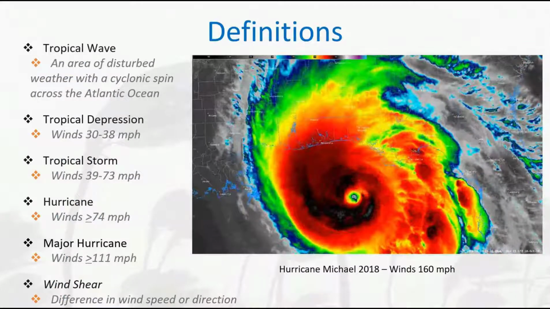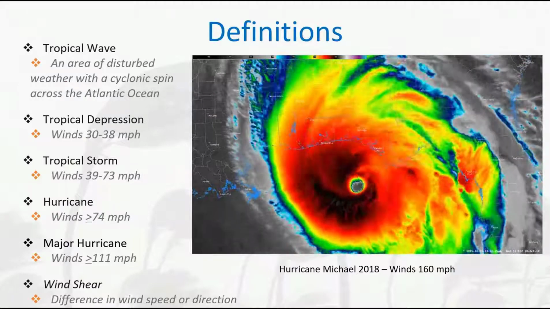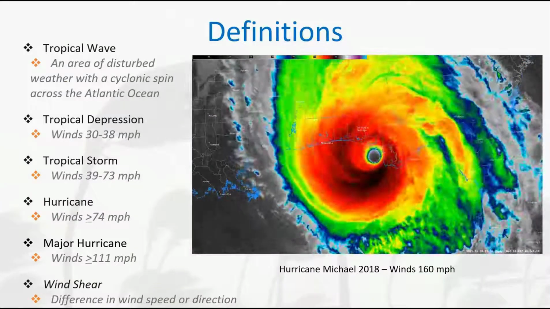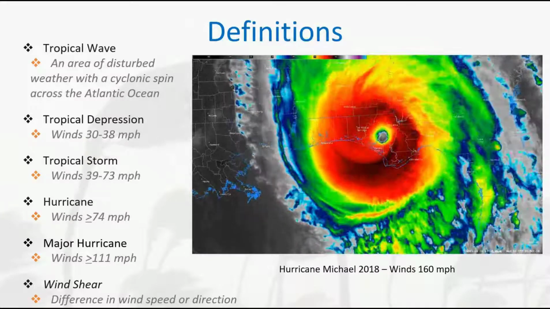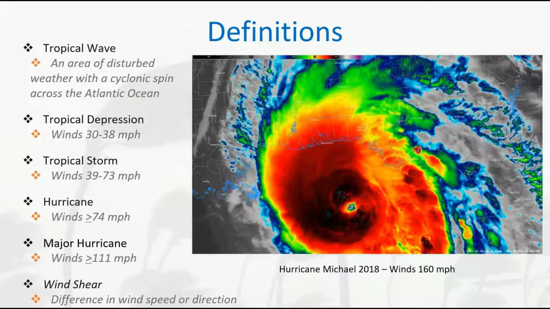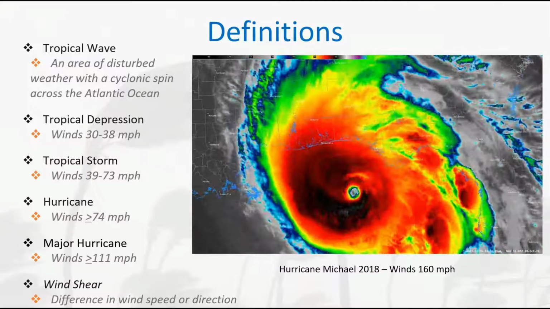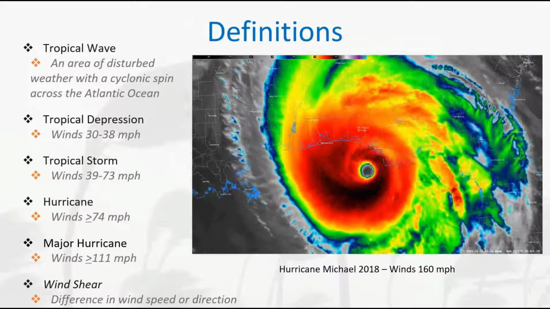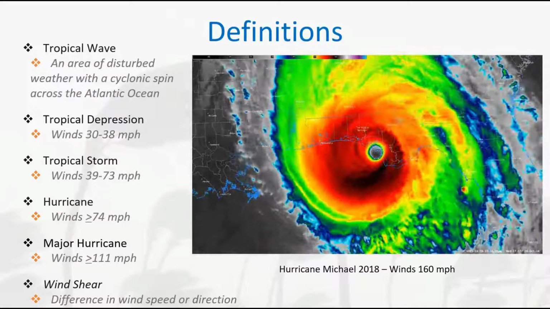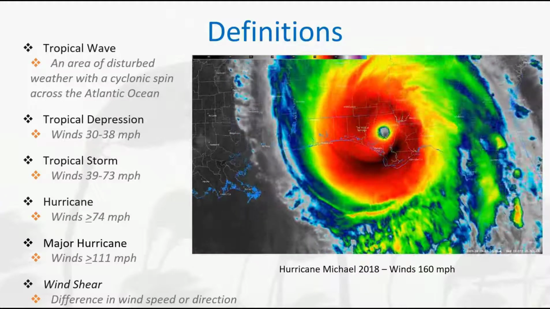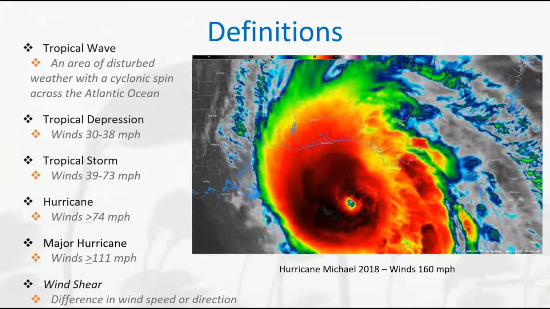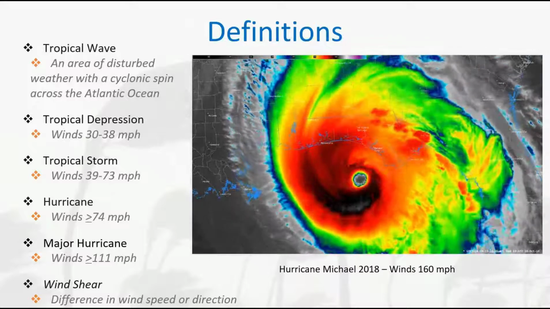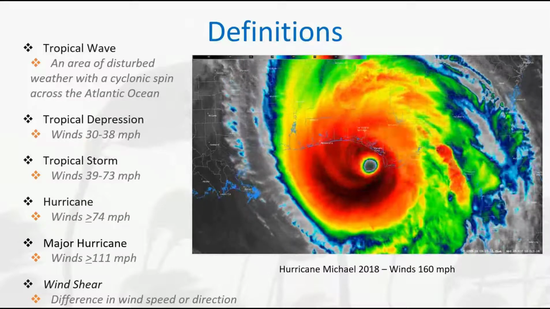So here are just some definitions of tropical systems. So the first thing would be, what is a tropical wave? Well, a tropical wave is an area of disturbed weather with curvature or cyclonic spin across the Atlantic Ocean. Tropical depressions are the weakest in the early stages of tropical systems. Once a tropical wave has a closed center of circulation and sustained winds of 30 miles per hour, it will be upgraded to a tropical depression. However, it will be given a number instead of a name.